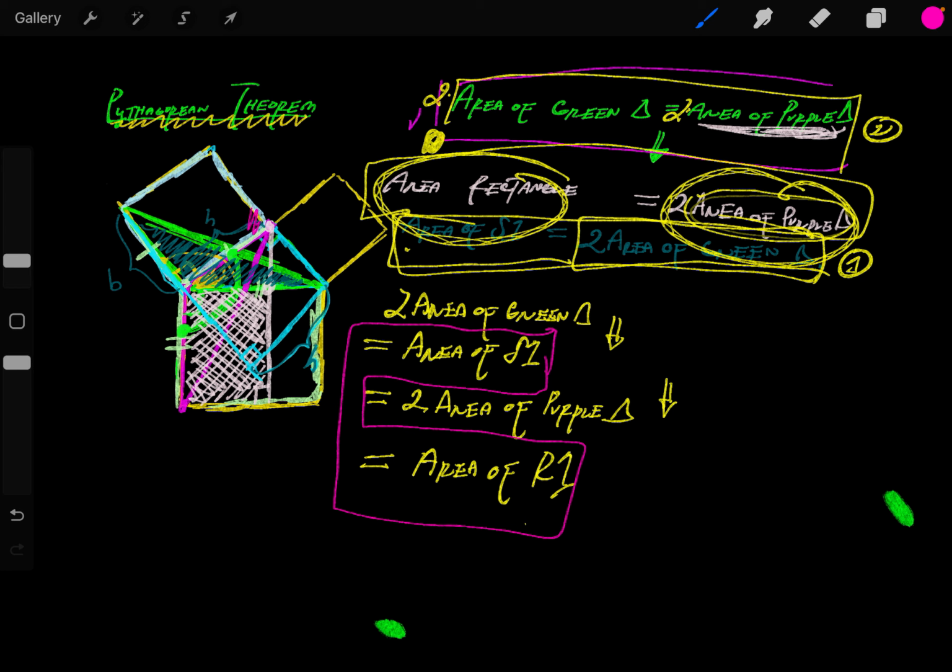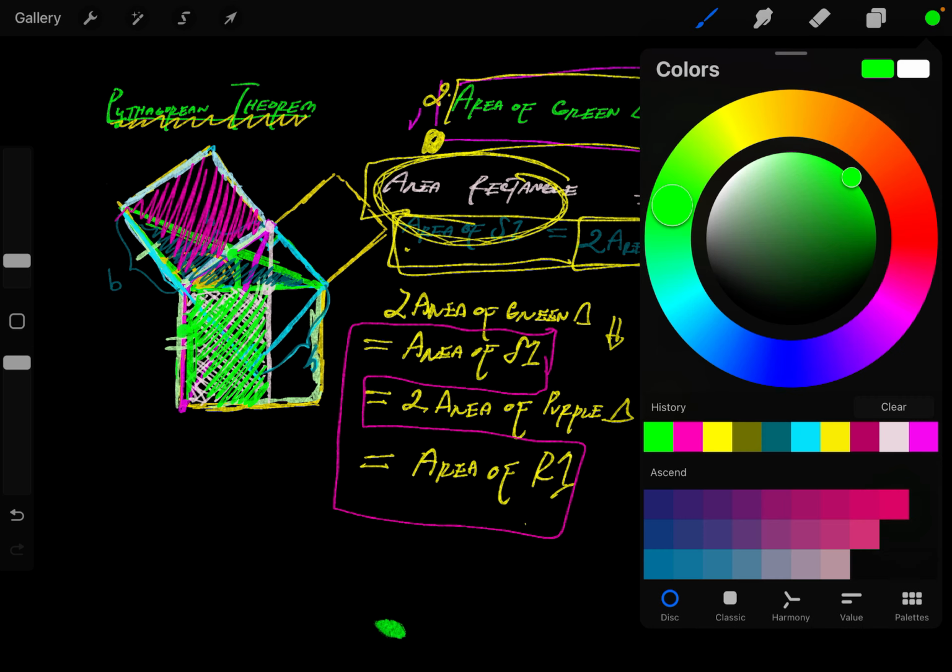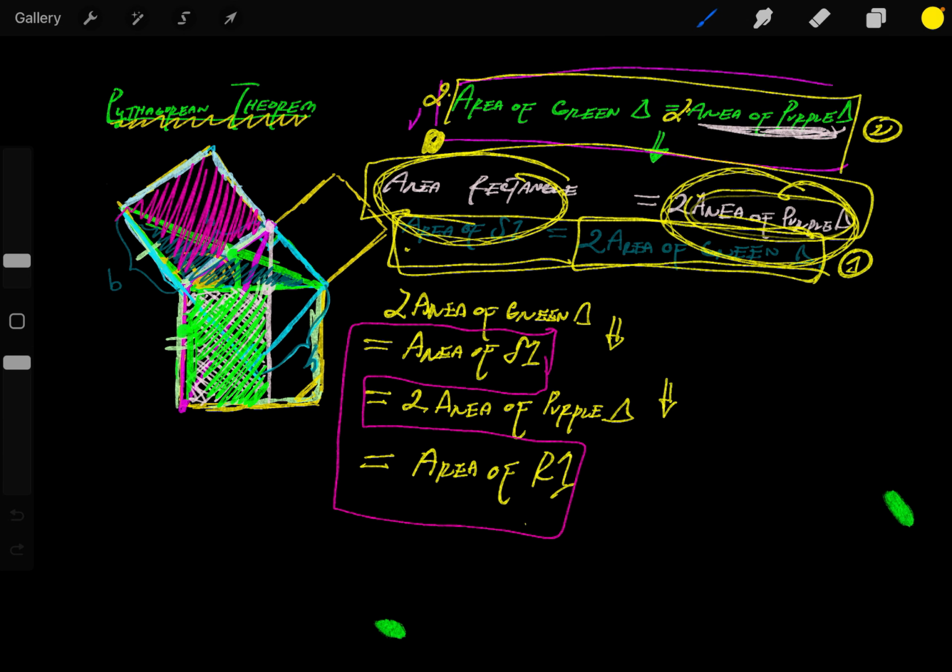I showed that this area is equal to this area. Now, this is half of it, because the other half is to show that this rectangle is going to be equal to the area of this square. And then you're done, because you showed that the area of this square plus the area of this square is equal to the area of the entire square over here. And the argument is literally the exact same thing.